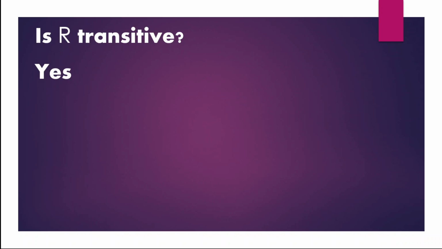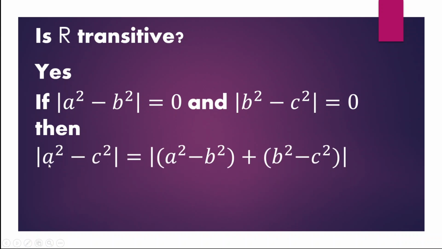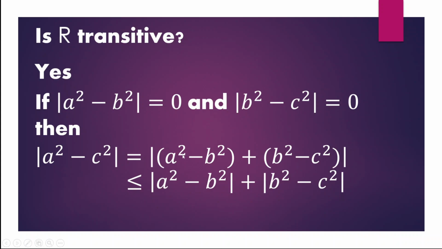Yes, this is also true because if I take three integers a, b, c, and assume the modulus of a square minus b square is 0 and the modulus of b square minus c square is also 0, then if I start with modulus of a square minus c square, I can subtract and add b square inside the modulus, and the modulus of the sum of two numbers is always less than or equal to the sum of the moduli. Triangle inequality you call it. So I get this value is less than or equal to modulus of a square minus b square plus modulus of b square minus c square.